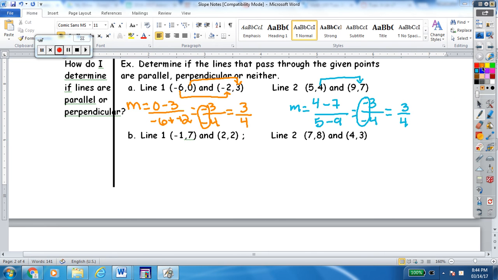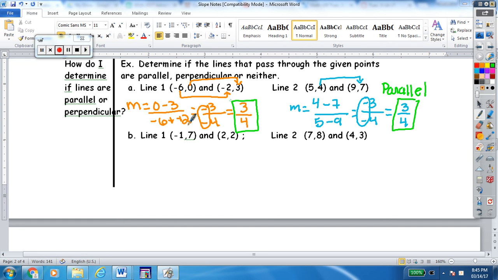And so as we discussed earlier, if you get the same slope, which we do, 3/4 and 3/4, your determination then is that these two lines are parallel because they have the same slope. Okay? On a test situation, I'm going to give you a point for each slope and a point for the correct conclusion. So make sure that you show all your work, okay?